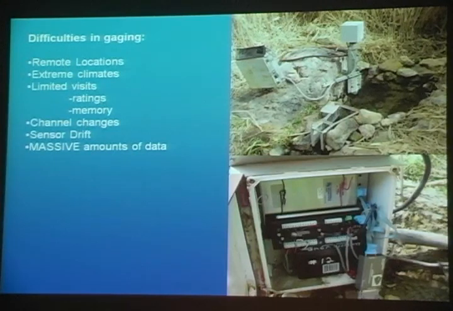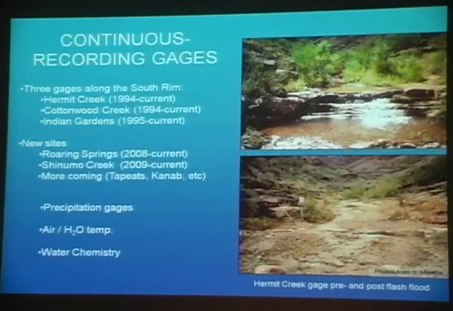The limited amount of visits that can be made to these remote spots also pose problems in the building of a rating curve for these locations, as well as memory problems with limited amounts of memory at these sites and the volatility of the memory of these older systems, where you'd lose all of the data that was collected if the power to that system was lost. Other difficulties include channel changes, both ones that occur slowly and over time, as well as the ones like you saw on this previous slide, where they occur at instantaneous events such as flash floods.